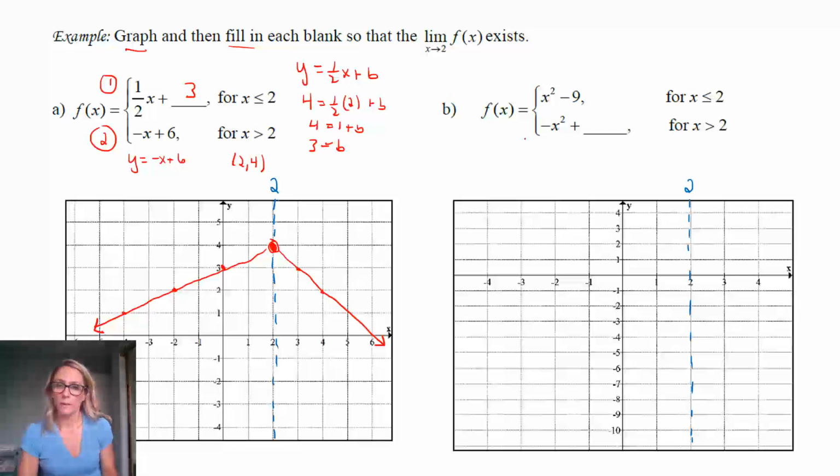Coming over to the other one, it would be very, very similar. Obviously, we do see that we have quadratics now. We see that we have piece number 1 complete and piece number 2 has the blank. So piece number 1 is x squared minus 9. That's a quadratic, and that's for anything less than or equal to 2. So since it's equal to 2, if I plug in 2 to that piece and I take 2 and square it, and I subtract 9, I get negative 5. So that first piece has the point 2, negative 5 on it.